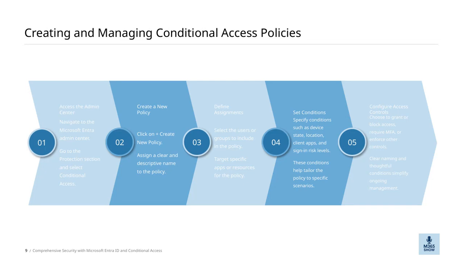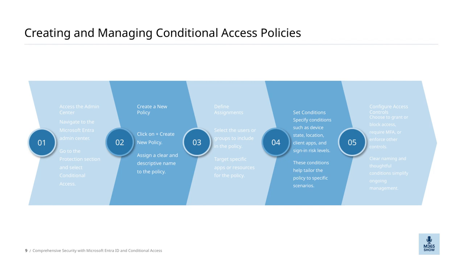Now, let's walk through creating and managing conditional access policies in Microsoft Entra ID. First, you want to navigate to the Microsoft Entra Admin Center. From there, go to the Protection section and select Conditional Access. This is where all the magic happens in terms of controlling access based on various conditions. Next, you'll click on Create New Policy. It's important to assign a clear and descriptive name to each policy so you can easily identify its purpose later.